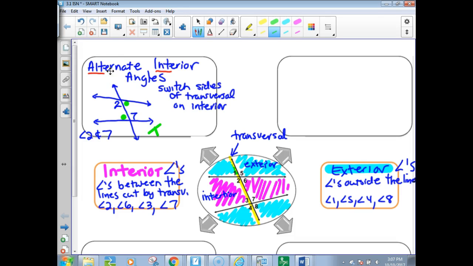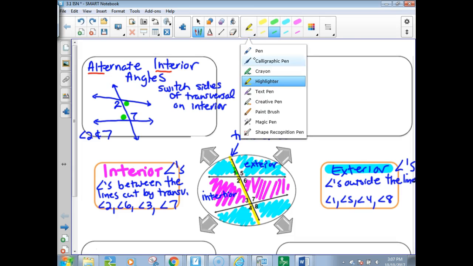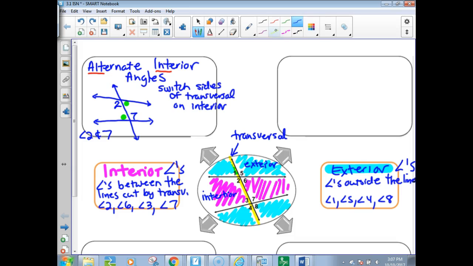Oh, I don't like what's happening there. I'll just write it with a proper pen here. Angle 6 and angle 3. Those are also alternate interior. Another way to depict that, you might look for the Z or a backwards Z. These would be your alternate interiors.